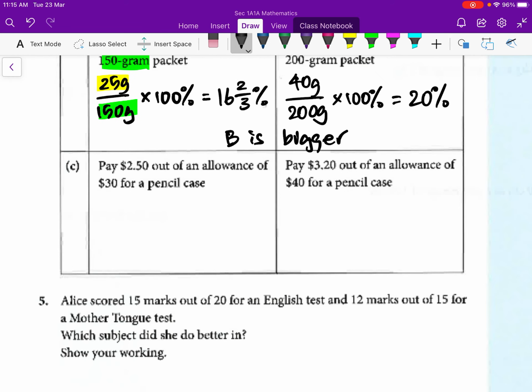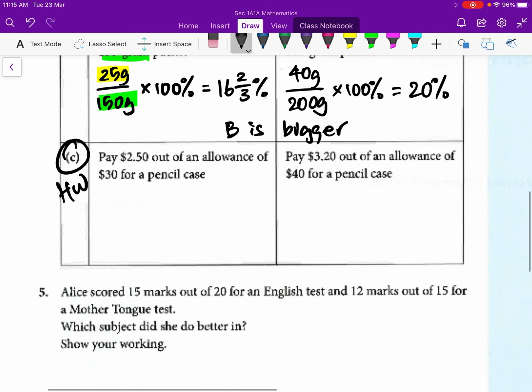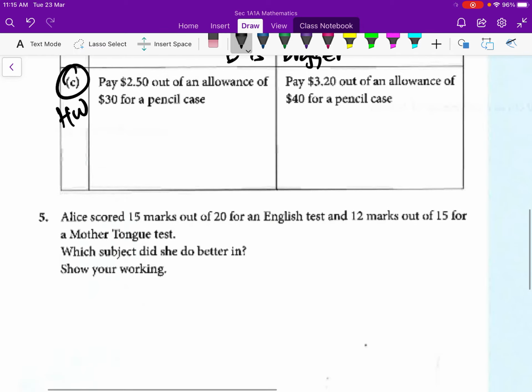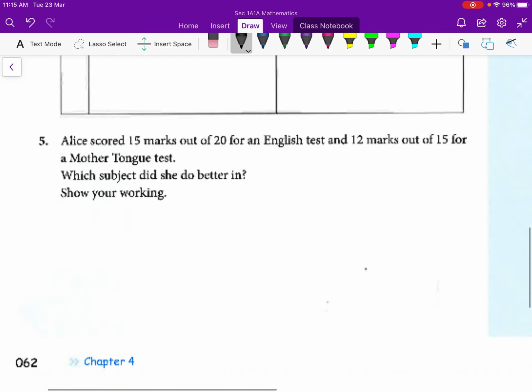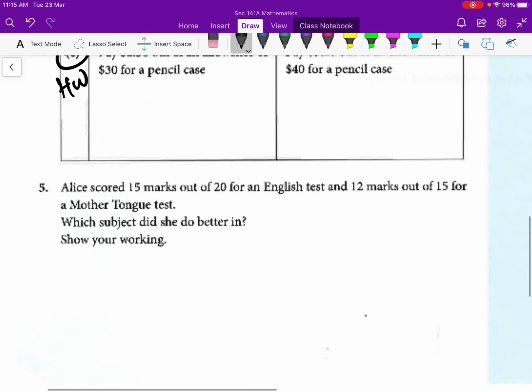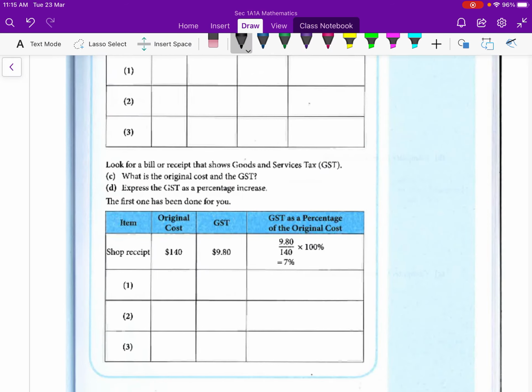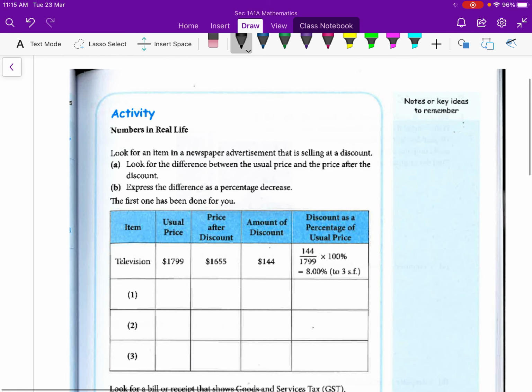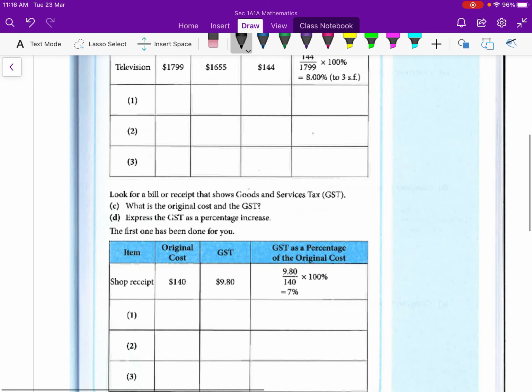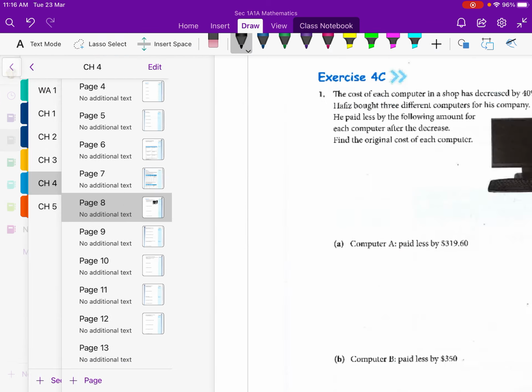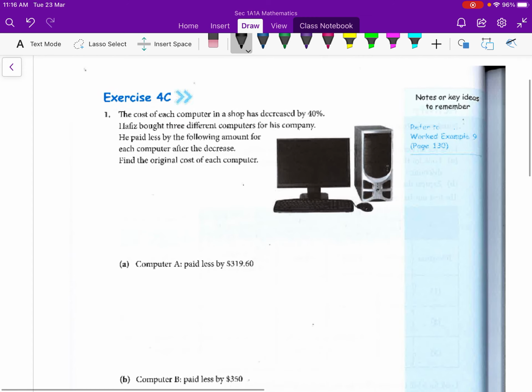Okay, now part C is your homework. Oh, you finished already? Yeah, finished already. Oh, very easy. I haven't. Okay, so homework for part C. Question 5, also your homework. Okay, good. Let's see what else. Okay, this one no need to do. Okay, never mind, we don't need the activity. Okay.